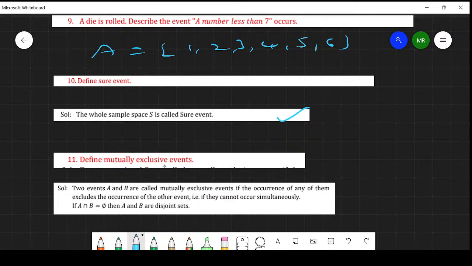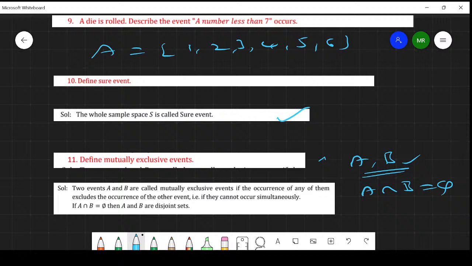Define mutually exclusive events. What is the meaning of mutually exclusive? When they are talking about mutually exclusive events, suppose you take two events A and B. If A intersection B is equal to the empty set, then I can say A and B are mutually exclusive events. Two events A and B are called mutually exclusive if the occurrence of any of them excludes the occurrence of the other event, so they cannot occur simultaneously.